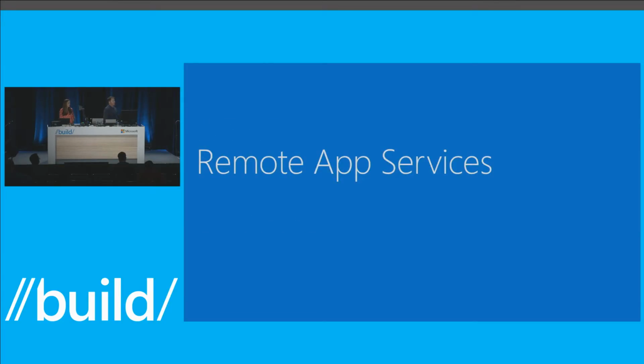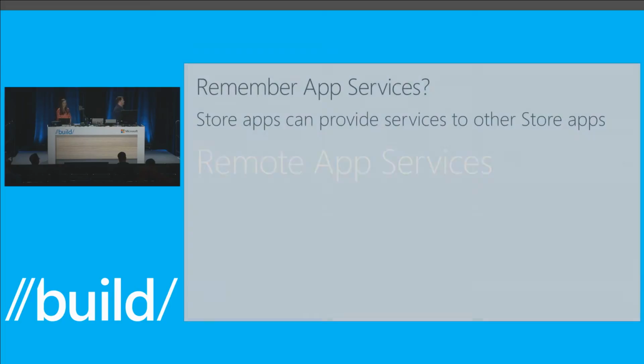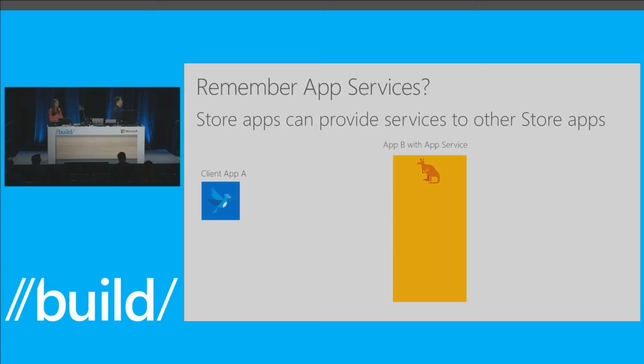Right. So once again, we wanted to build on APIs that you were already familiar with. So for messaging between two applications across devices, we have an API called Remote App Services. And how many of you are familiar with app services, regular app services? This was something we introduced last year as part of Windows 10, and this allows store applications to provide services to other store applications. So for example, you have two applications, App A and App B. App B can actually open an app service. App A can open an app service connection to App B.